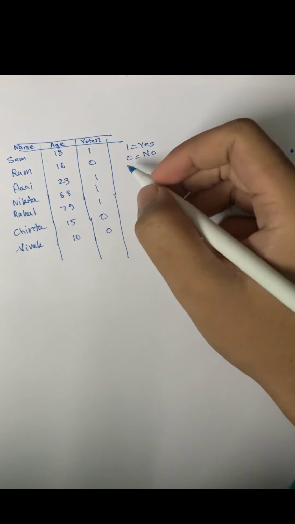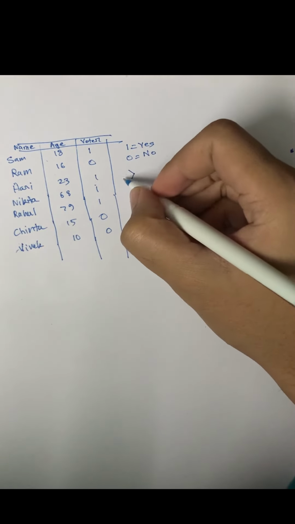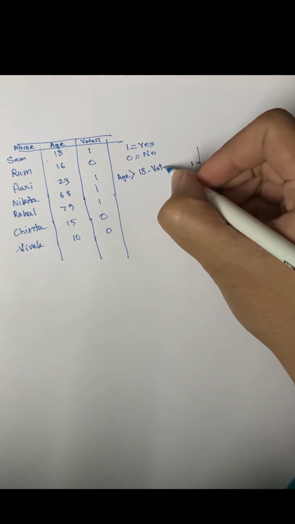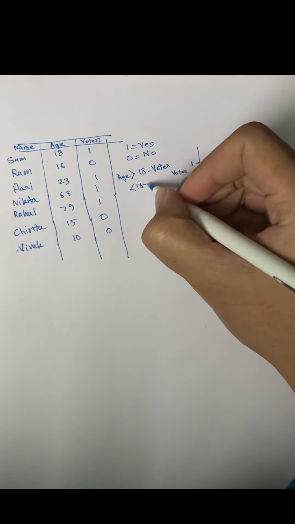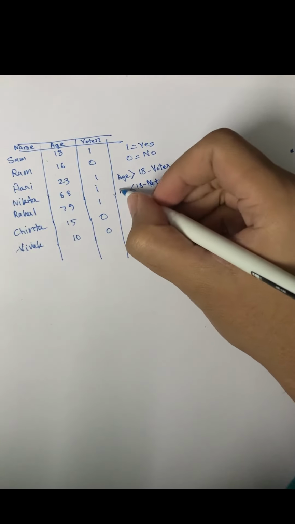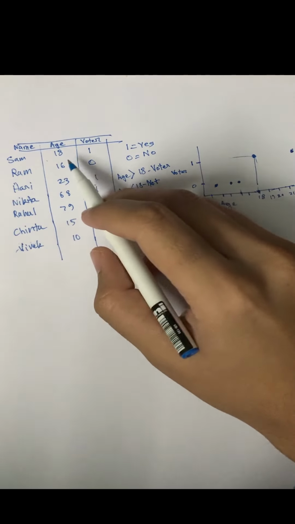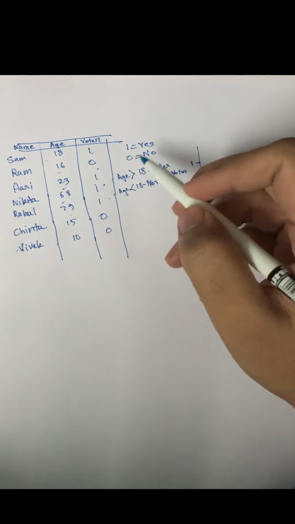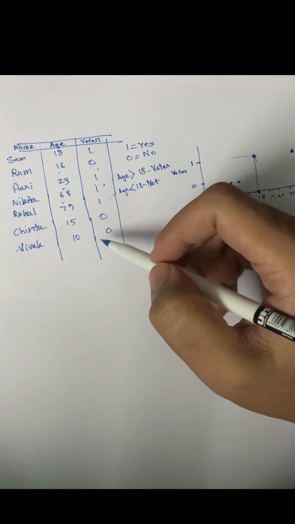Now we know that in India, age greater than 18 is a voter and less than 18 is not. So see, 18 is 1, 16 is 0, 23 is 1. All over 18 it's a 1 and less than 18 it's a 0.